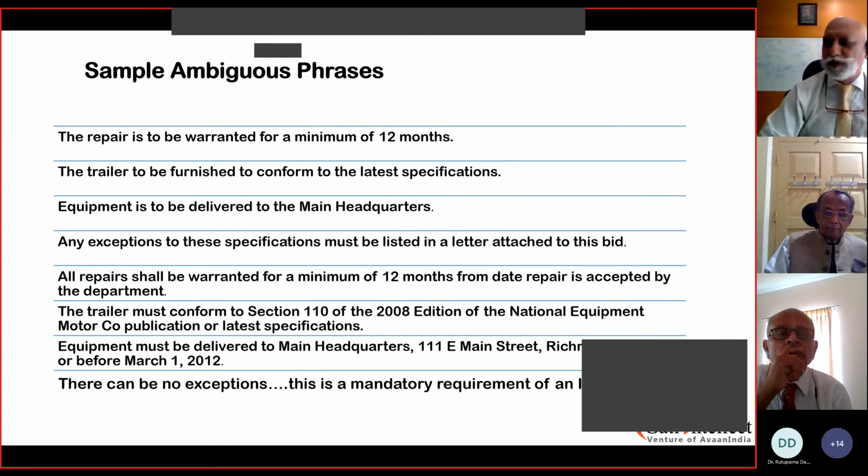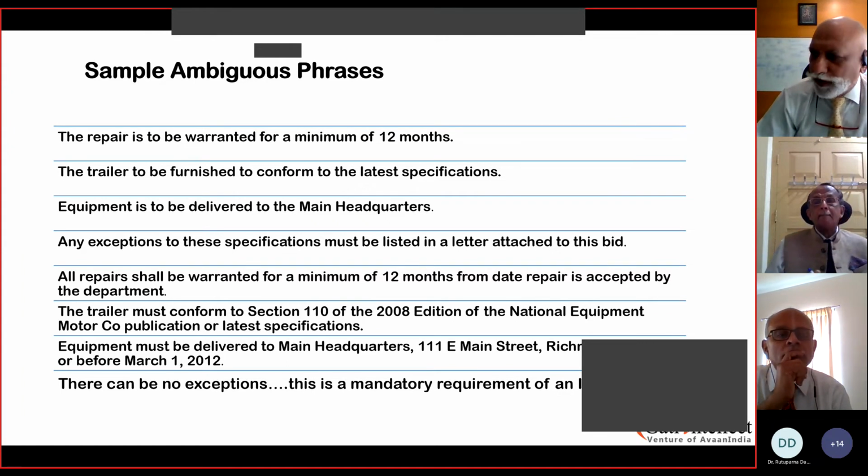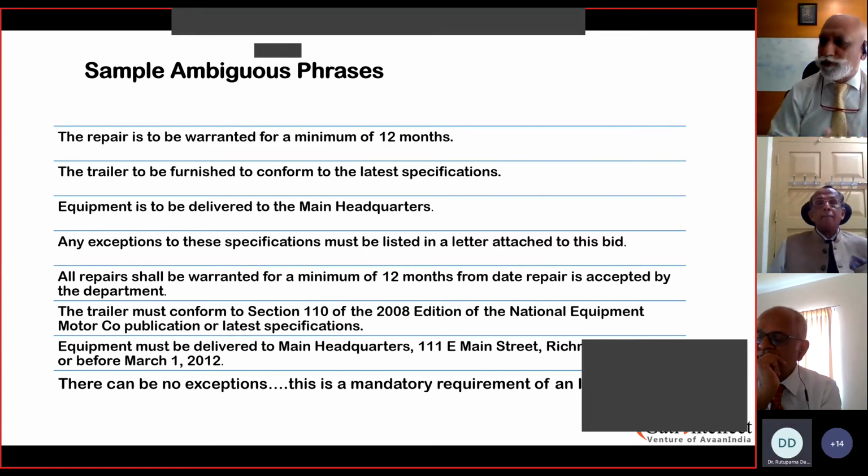Some of the statements which are mentioned here are very common. It says the repair to be warranted for a minimum of 12 months. Now, what would anyone mean by that? They have not specified the kind of repair, what activities have to be done on the repairs. It is just very open, vague, and it can always be contested.